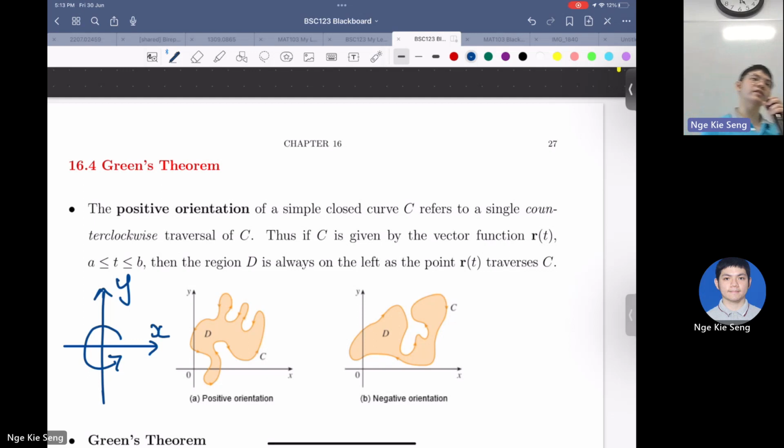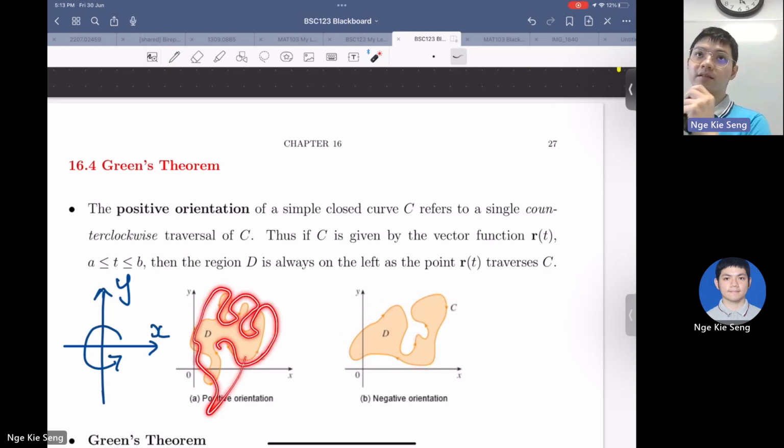This is a positive orientation. If you go further to X, Y, Z, you use the right-hand grip rule. So these are all positive orientation. How about negative orientation? You go clockwise. Negative orientation, you go clockwise. Positive orientation, you go anticlockwise.